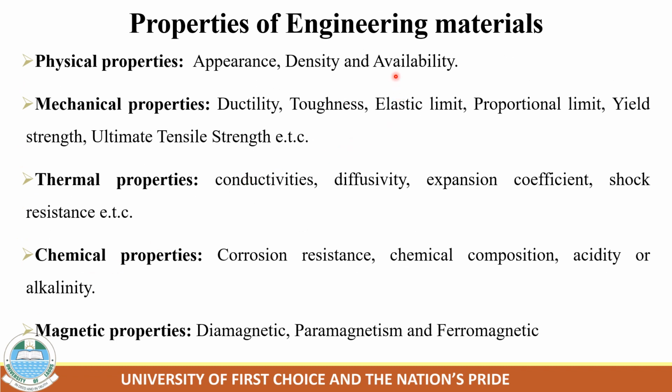As well, properties of engineering materials. Materials have different properties: physical properties in terms of appearance, density, and availability; mechanical properties in terms of ductility, toughness, elastic limit, proportional limit, among others. Thermal properties, that is conductivity, diffusivity, expansion coefficient, shock resistance. Also chemical properties, where we talk about corrosion resistance, chemical composition, acidity, and alkalinity. Likewise, we have magnetic properties of material, whereby you have paramagnetism, diamagnetism, and ferromagnetism. All these are properties of engineering materials.